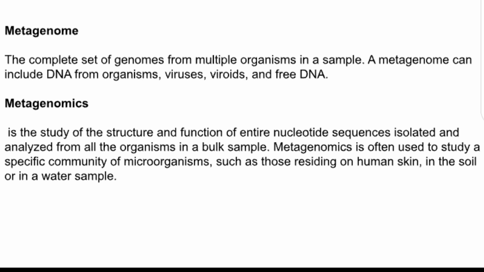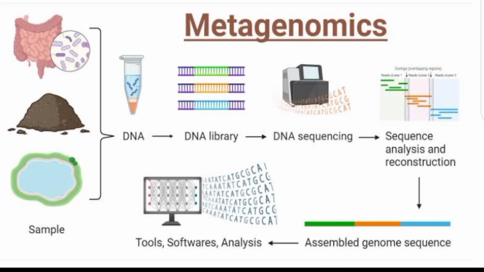This method is called metagenomics. These are the steps involved in metagenomics. These are the samples. As we have seen, it is the large or small intestine of humans. This is a bulk sample of soil, and this is a water sample from a lake. Suppose we isolate the DNA from these three samples. The first step is isolation of the DNA.